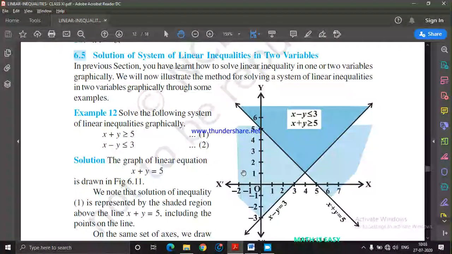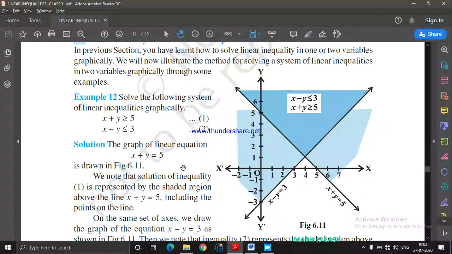So in today's class we are going to discuss the solutions of linear inequalities in two variables. That means if you have inequalities in which both variables x and y are involved, the variables will be only two, but the number of inequalities can be two, three, four, or more.